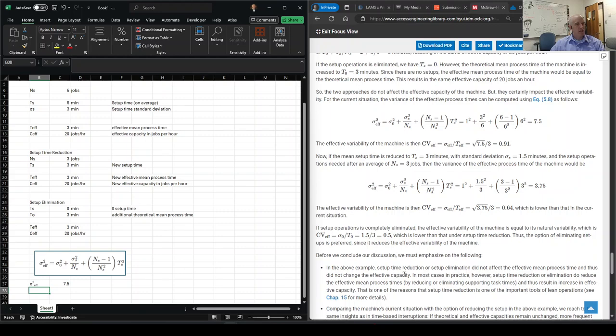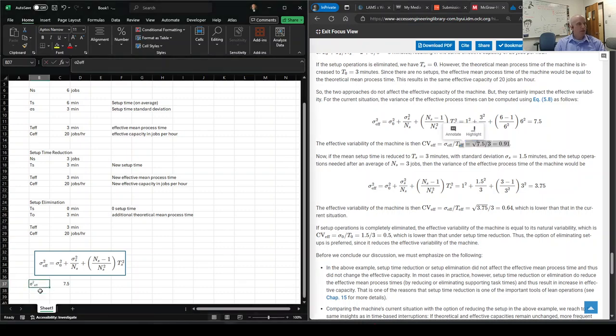And so to get the square root of that, the coefficient of variation is the standard deviation divided by the mean. We take the square root of the 7.5 to get the standard deviation, because right here it's squared. So we're simply taking the square root of that divided by the mean, which is 3, and that gives us our coefficient of variation. So let's do that right here.